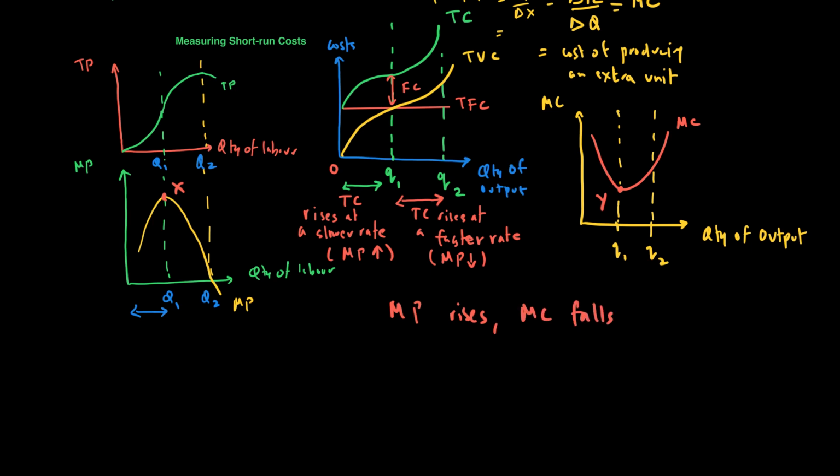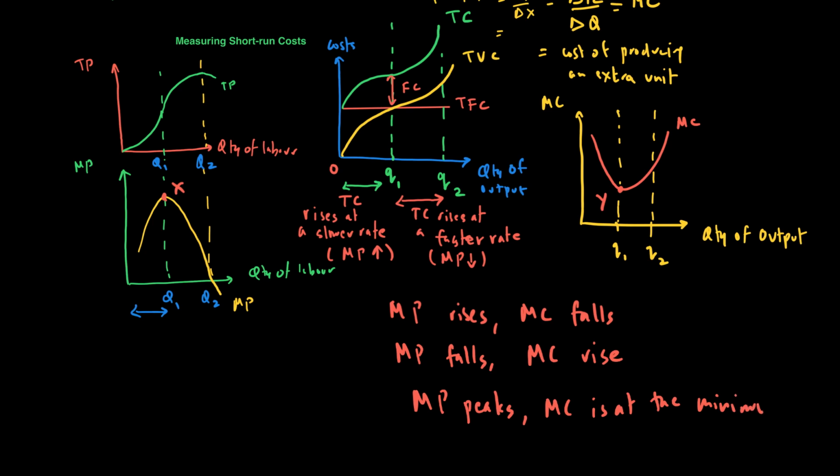So when workers are extremely productive, total output is rising at a faster rate, but total cost is rising at a slower rate, which means MP rises, MC falls. Then when MP falls, when workers' productivity is going down, this is where the marginal cost starts to rise. And where MP peaks, MC is at its minimum.